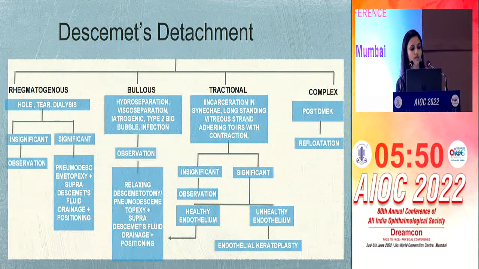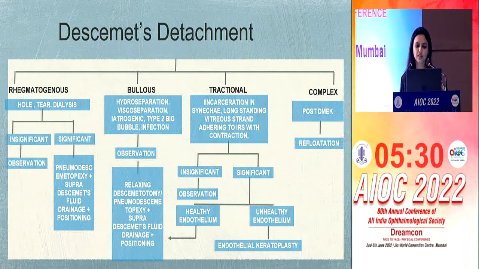If you have a bullous detachment, it can be because of hydroseparation, viscoseparation, iatrogenic. Observe the patient, and if you feel that the inflammation has gone down, but the detachment is there, the Descemet is not reattaching, you can probably do a relaxing descemetotomy and inject air and give the patient position.